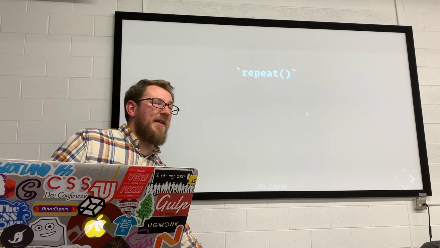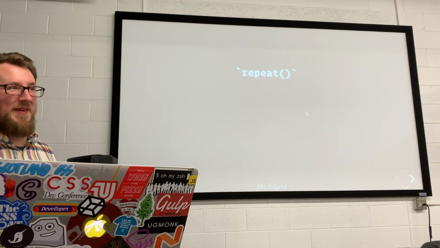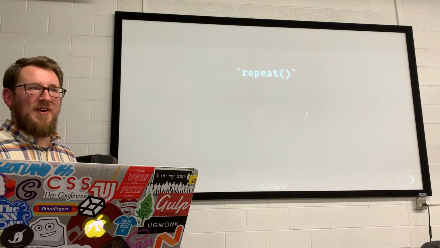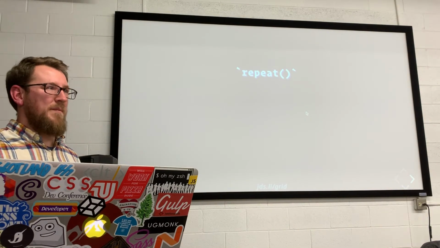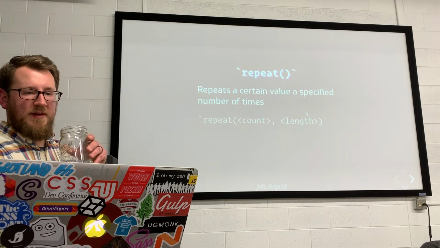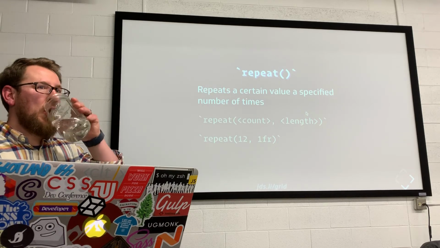Repeat, we've already talked about. That takes two values. The first one is an integer, not a float this time. You can't repeat a number 1.2 times. An integer and then a value, and that value, that measurement, gets repeated your set number of times. So again, repeat(12, 1fr) and you've got a Bootstrap compatible grid.